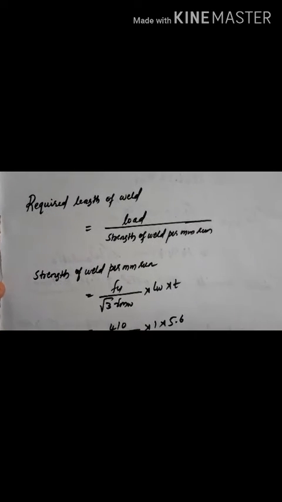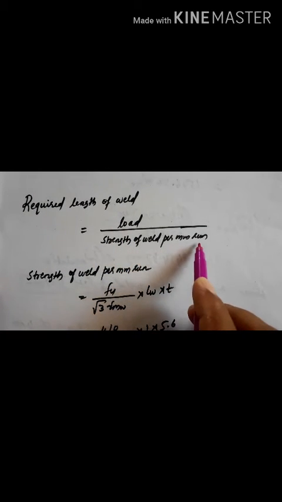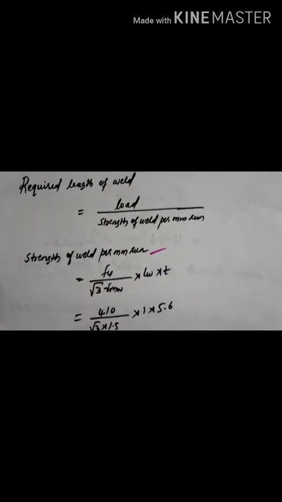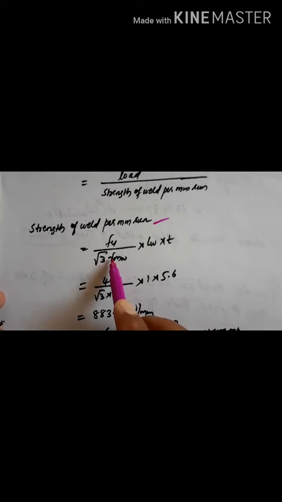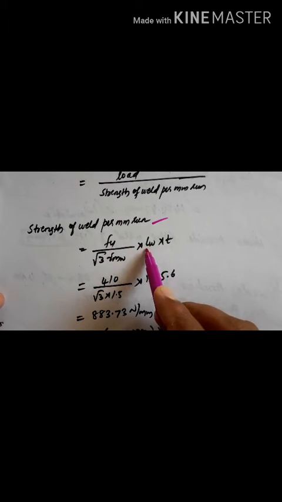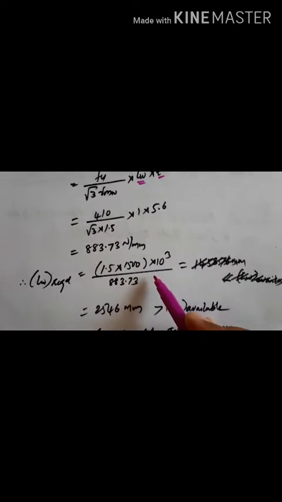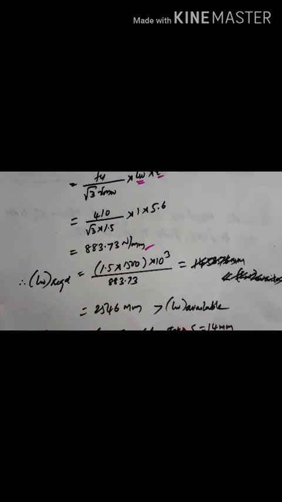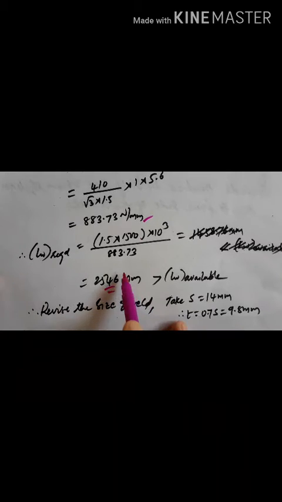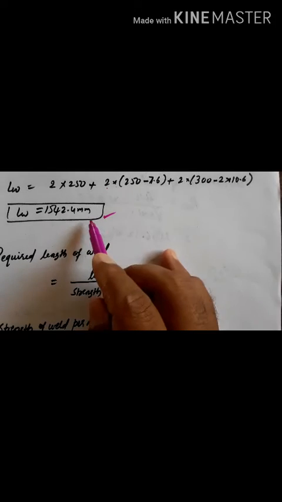Then what is the required length of the weld? The required length of the weld to be calculated is load divided by strength of weld per millimeter run. Then you calculate the strength of the weld per millimeter run. This is the formula, that is unit strength of weld we calculate for 1 millimeter run of weld. What is the strength? I have taken the thickness as 5.6. This is the strength per millimeter run. Then the length required will be the load divided by the unit strength of weld. Then this much is the length required. The weld to be done this much of the length. But the available is this much.